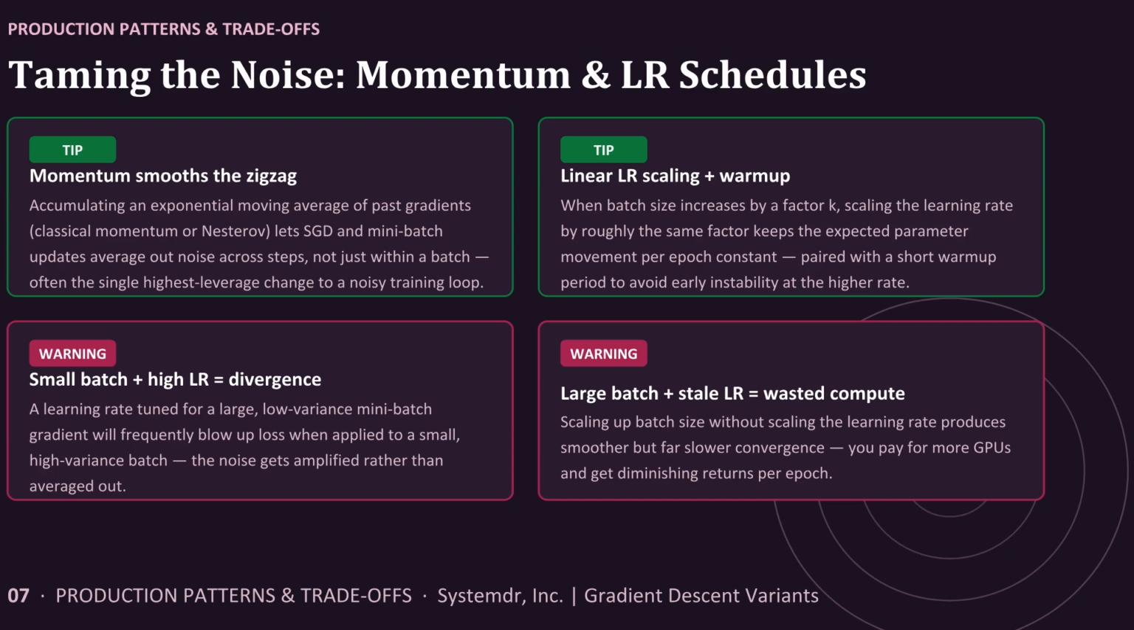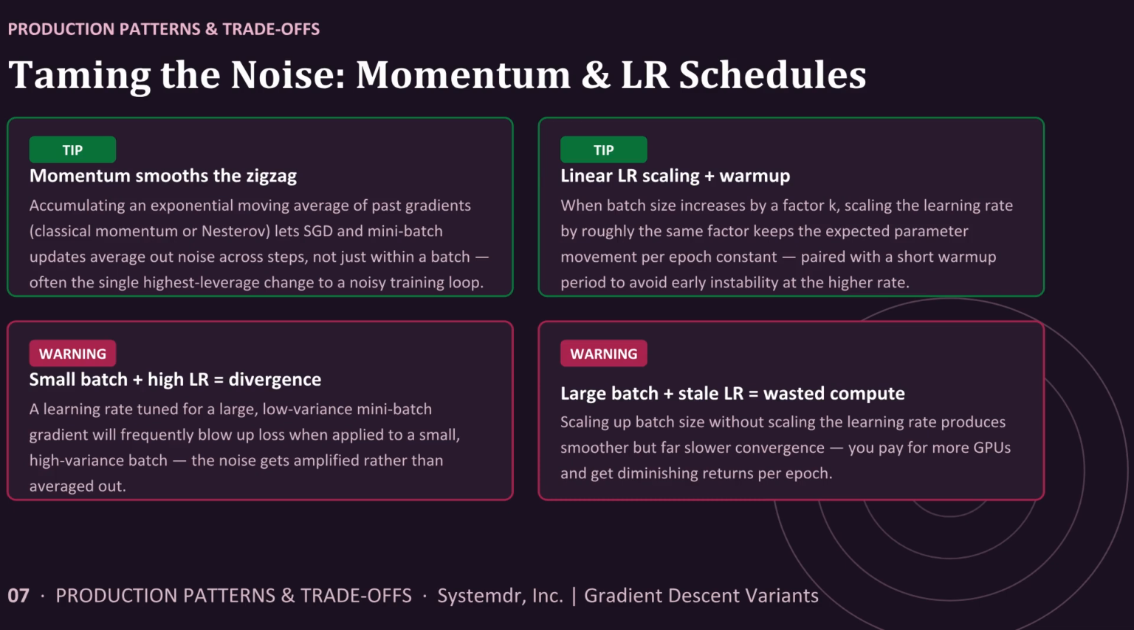Second tip, linear learning rate scaling plus warm-up. When your batch size goes up by some factor k, scaling your learning rate by roughly that same factor keeps the expected parameter movement per epoch constant. Pair that with a short warm-up period, so you don't destabilize training in the first few steps at that higher rate. Now the 2 warnings, and they're really the same failure mode viewed from opposite directions.